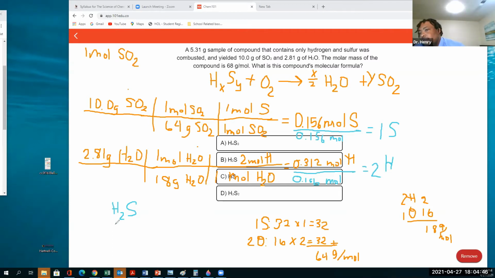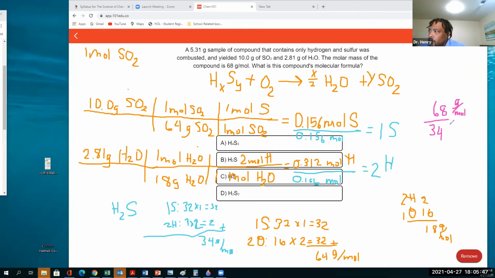Okay, so I have 1 S. How much does S weigh? 32. I have 2 hydrogens. How much does each of those hydrogens weigh? 1. So 2 times 1 equals 2, so that's 34. So we have 68 divided by 34 grams per mole. Two. Okay.